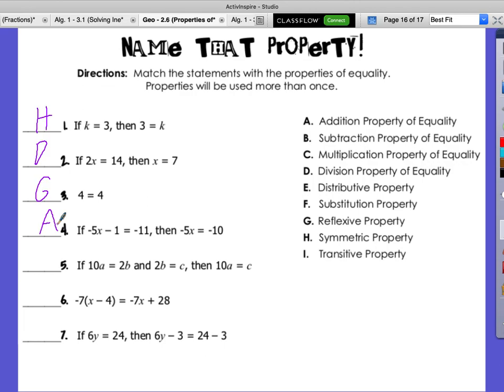Okay. Number 5. 10A is equal to B, 2B and 2B is equal to C, then 10A is equal to C. What did you guys get? I, the transitive property. I know we didn't practice that one, but it would be the transitive property. Okay. We didn't practice reflexive either. We got that one. Good job.